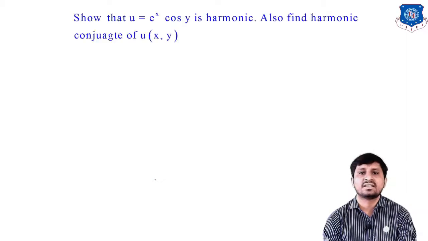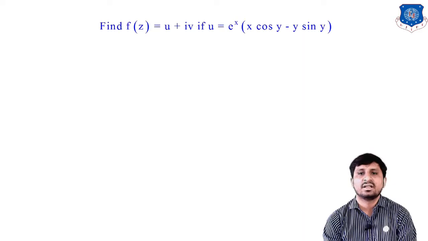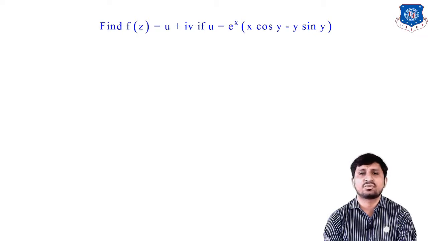This example is also very simple, and you can solve it. u is e raised to x into cos y, and find the harmonic conjugate. All these examples are homework for all the students. This is also homework. We already solved 2 examples, so these other examples are homework. Find f of z, that is u plus iv, if u is equal to e raised to x into x cos y minus y sin y.